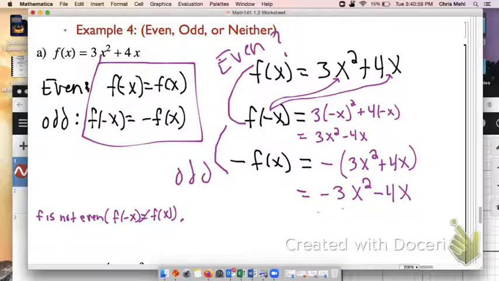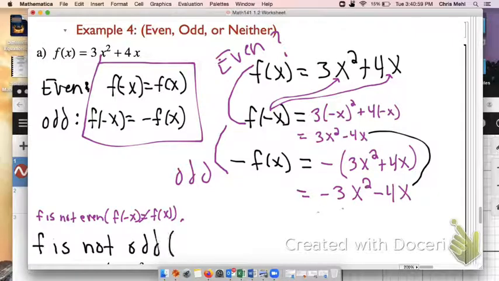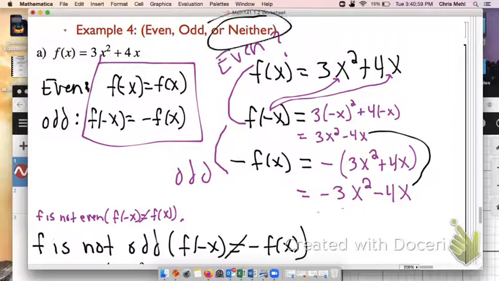Now again, you're going to be comparing these 2 together. One is f of minus x and one is minus f of x. The only way that a function can be odd is if those 2 are the same. Those are not. Those are 2 different functions. f is not odd, f of minus x does not equal negative f of x. Okay, so what's the answer for that one? It's neither. Okay.